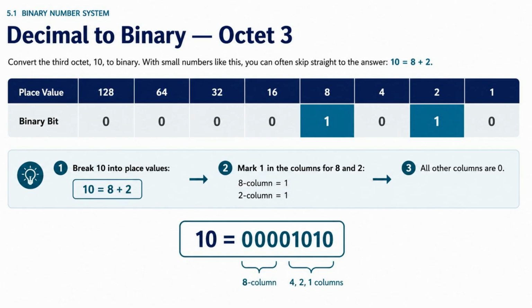Octet 3, the number 10, is small enough to skip straight to addition. 10 equals 8 plus 2, so the 8 column and 2 column each get a 1, everything else stays 0. Result: 10 equals 00001010. Point out to students that small numbers like this often don't need the full step-by-step question process.